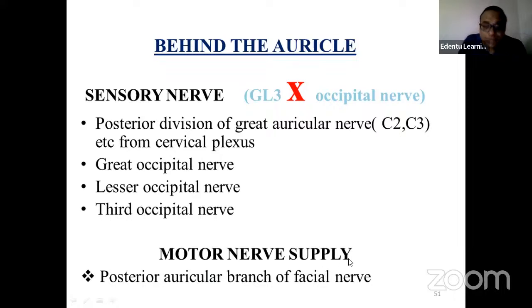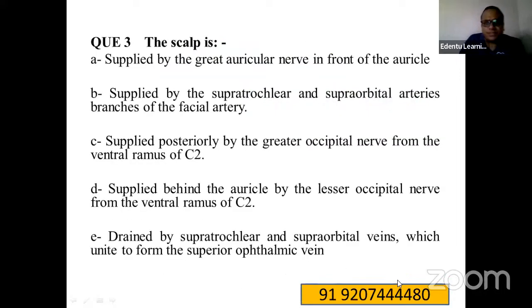And the motor nerve supply is by the posterior auricular branch of facial nerve, again the 7th cranial nerve. So the motor branches in front of the auricle and behind the auricle are both 7th cranial nerve. In front of the auricle, sensory innervation is ZASS. Behind the auricle, GL3 into occipital nerve. Just read and learn 2-3 times. You will never get confused and you will write very correctly in your exams.